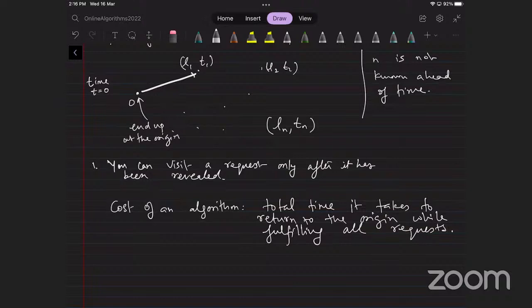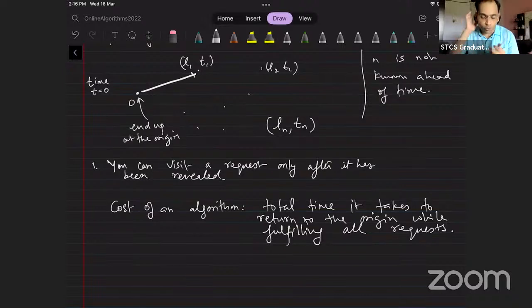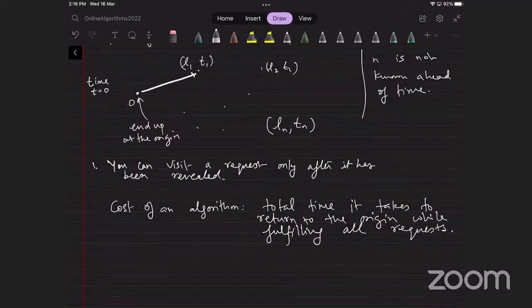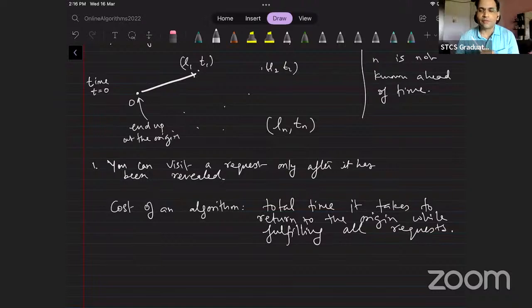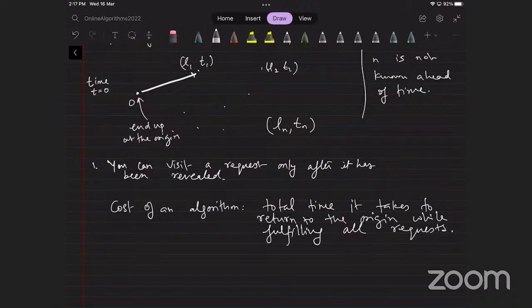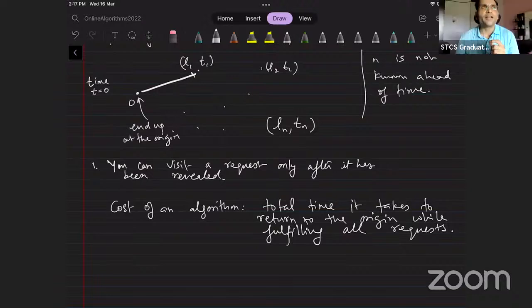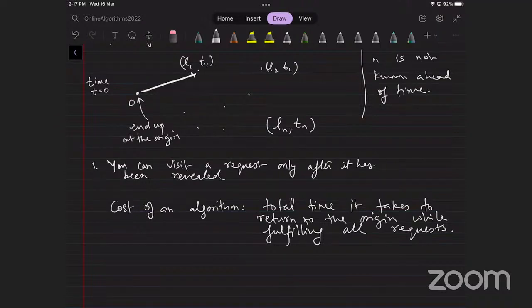So in TSP we visit exactly once, right? Right. So here there is no such restriction, because I have not told you what these L1s and T1s are. So the algorithm you are going to think about can keep revisiting the origin multiple times. That's not a restriction. You can visit wherever you want to go. All we care about is that you return to the origin, and that's the time I'm going to count after fulfilling all the requests. We have to visit all the points and come back to the origin, and that's the only condition. And a visit is a legit visit only if you visit a point after it has been revealed. So that's important.